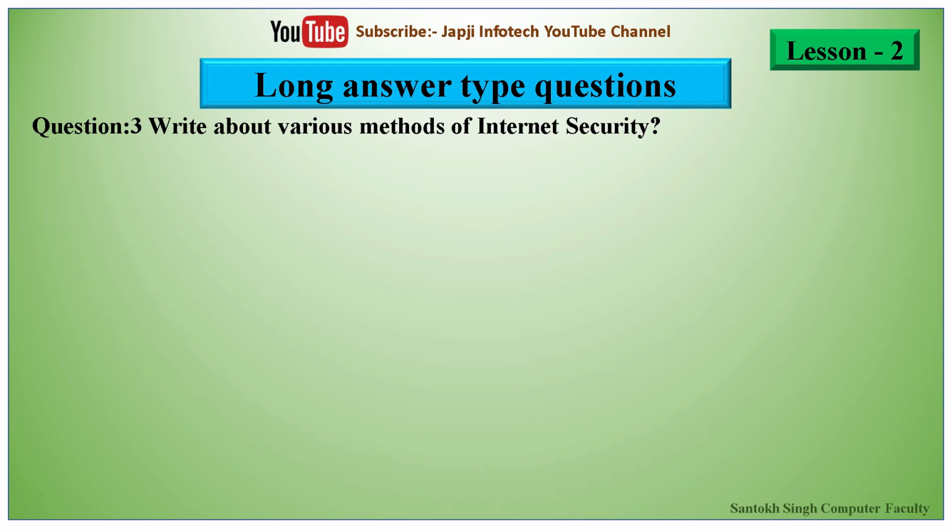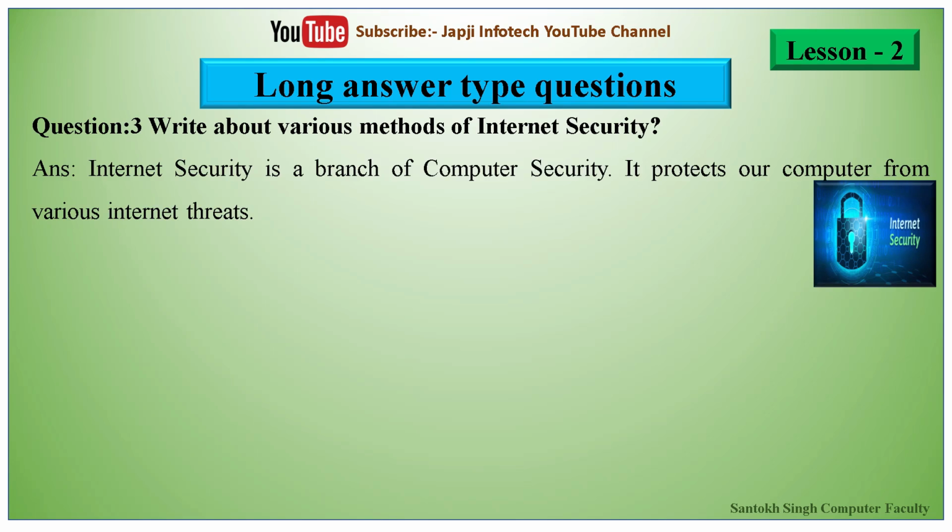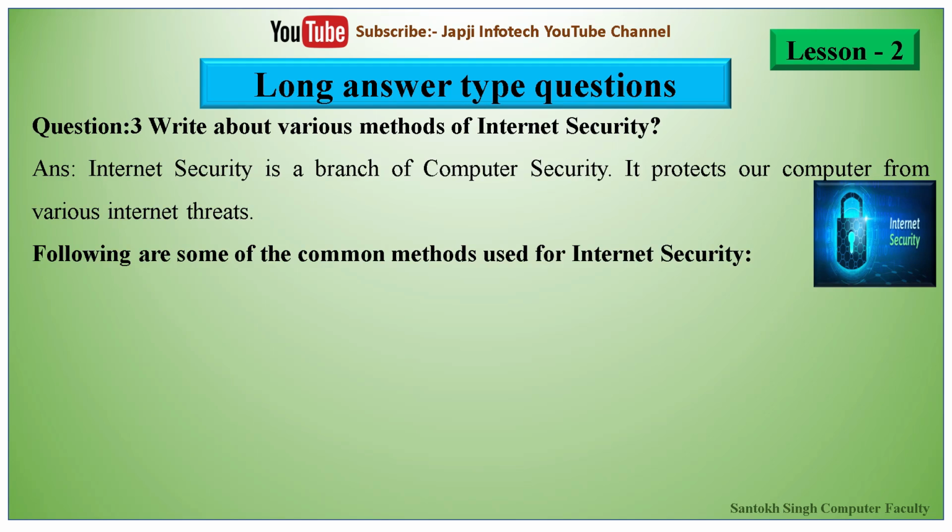And the third question is, write about various methods of internet security. So internet security is a branch of computer security. It protects our computer from various internet threats. So following are some of the common methods used for internet security.